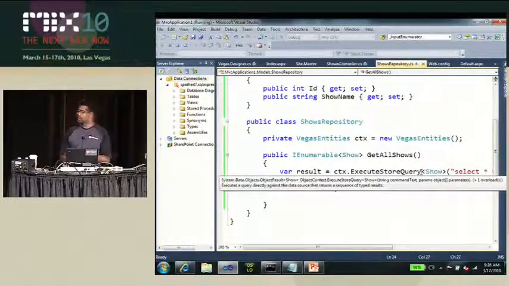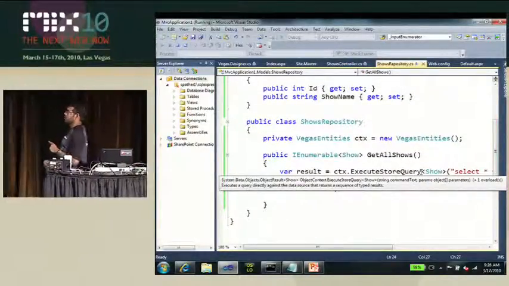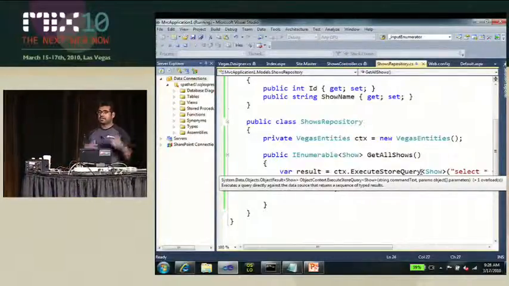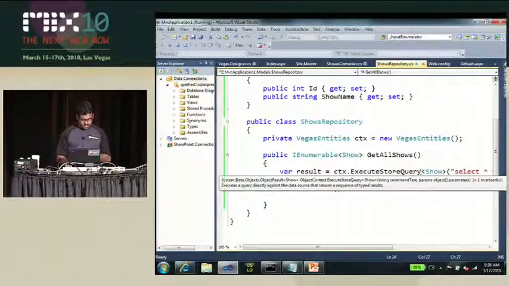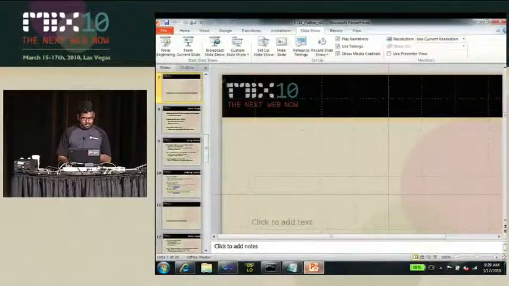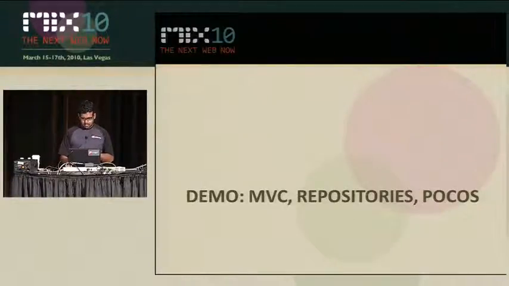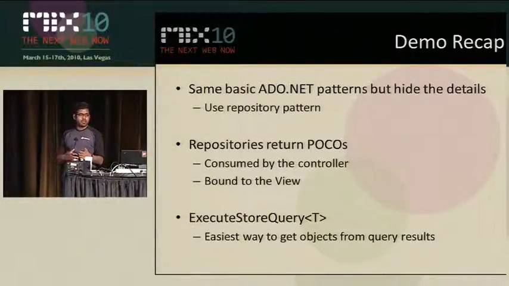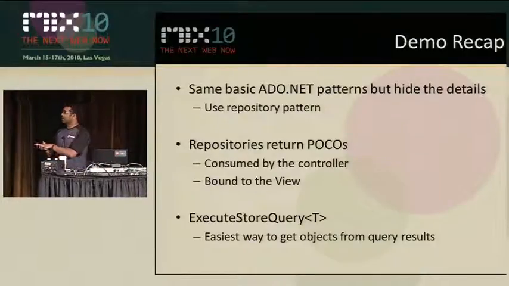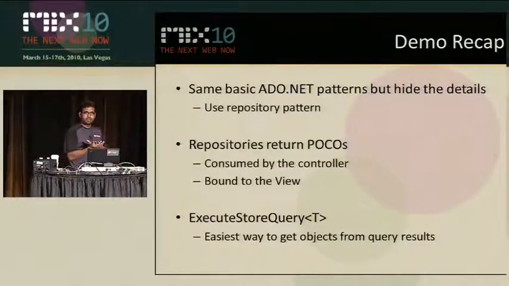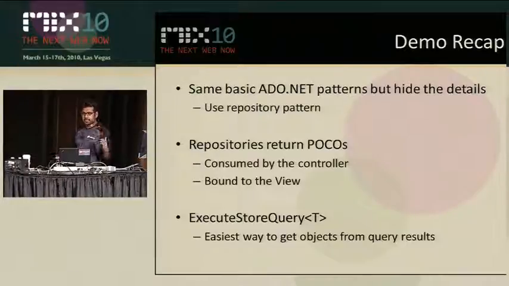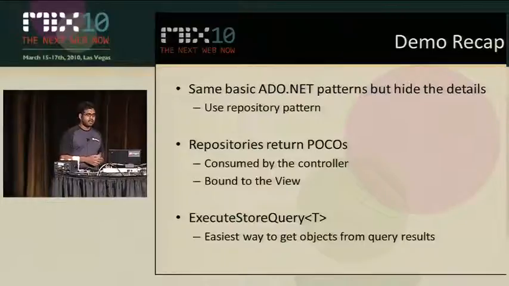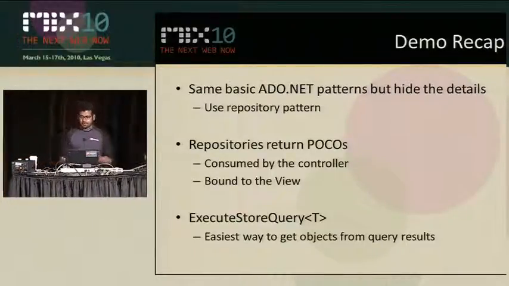And you look, the code got a lot simpler. And I actually did here one of the things that I talked about before, which is I changed the data access code, and I didn't touch the rest of the app, and everything still worked. OK, so let's move on. We basically saw there that when moving to MVC, we can still use the same basic ADO.NET patterns, but we just hide them within a repository. We'll make the repository return these POCO objects, which are then consumed by the controller and bound to the view. And finally, we can use execute store query of T to get objects from our query results in a really easy way.